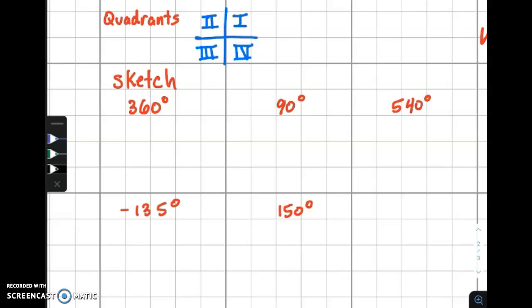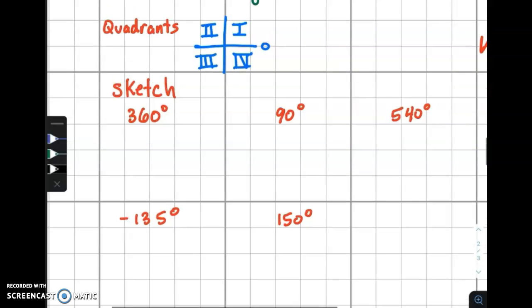So your quadrant boundaries are: 0 degrees is on the positive x, then 90 degrees is your positive y. A 180 degree rotation would terminate on the negative x. A 270 degree rotation would terminate on negative y. And if you go all the way around back to where you started, that's a 360 degree rotation. So with that in mind, we're going to make sketches of these angles.